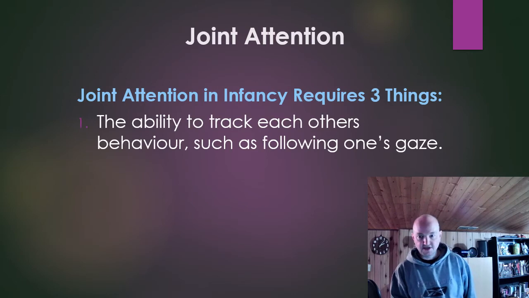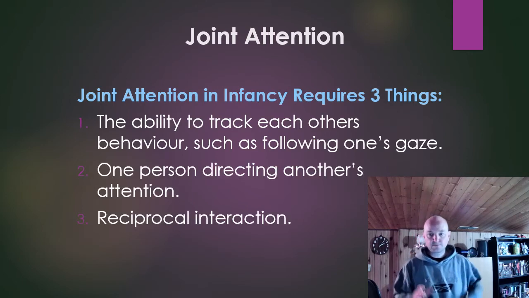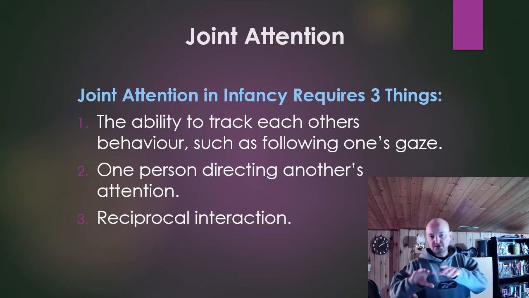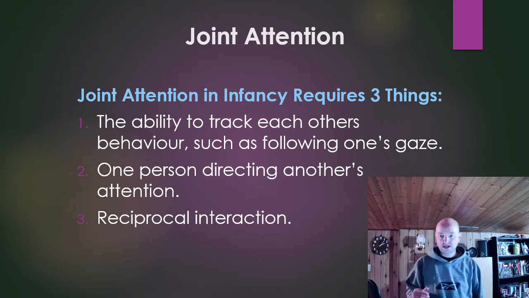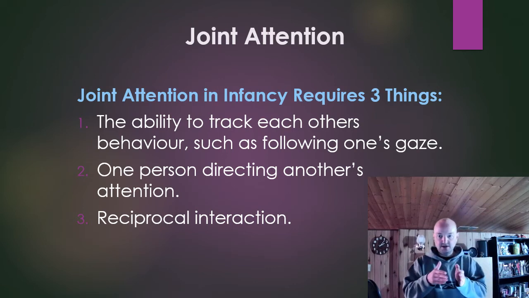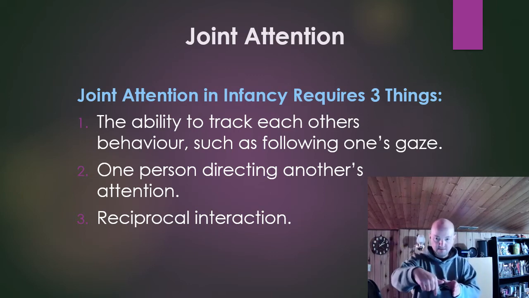So this joint attention idea in infancy, kind of being in the same mind space, involves the ability to track each other's behavior, such as following what someone's looking at. Like one kid comes over and sits with the other kid and notices that the other kid's looking down at these toys, and so part of this kid that's coming second's ability to join in is linked to their ability to follow the eyes.